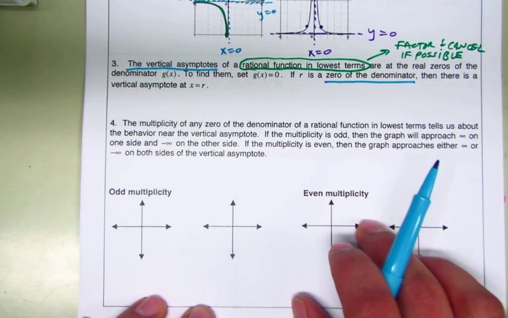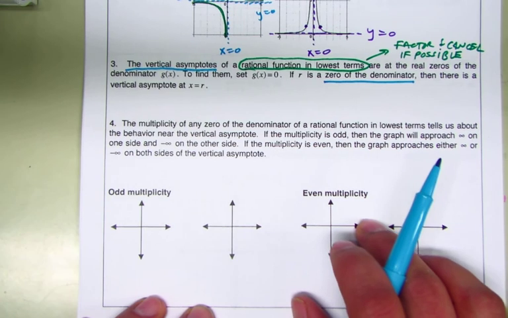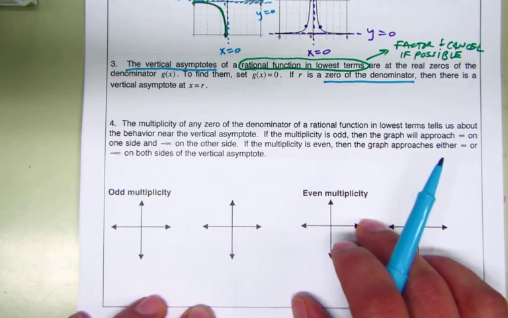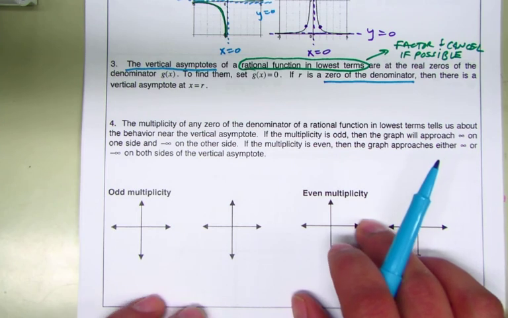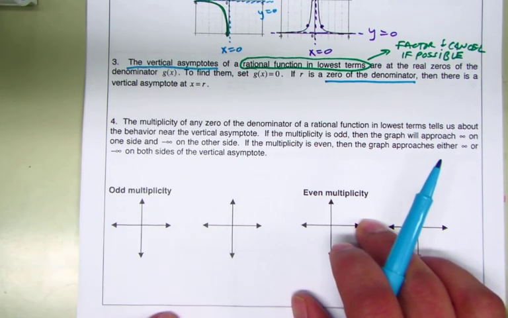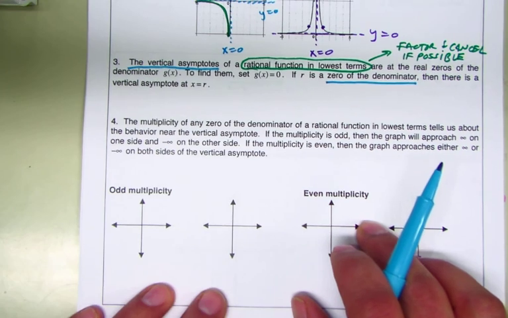Well, we just did zeros last unit, right? How do you find the zero of something? You look at the equation and use P's and Q's. Well, you could use P's and Q's, but we're not going to have anything that's not easy.